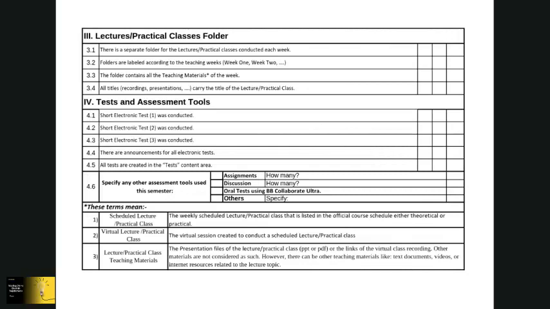Okay, quickly, if we move to the third part about the lecture folder, forget about practical. This is the content area of your course. Here you should have a separate folder for each week. If you have one part that is not separable and you are teaching it over more than one week, you can call it, for example, part 1, weeks 2 and 3. But if you can separate it, it will be better. They should be labeled week 1, week 2, and so on.